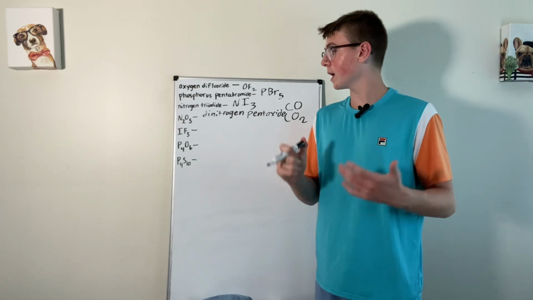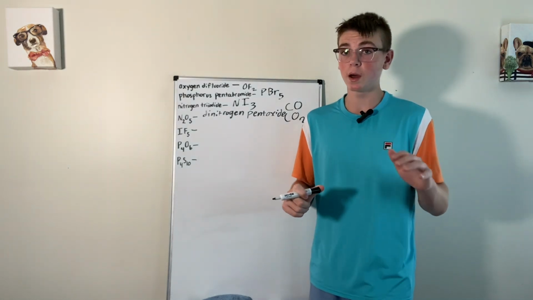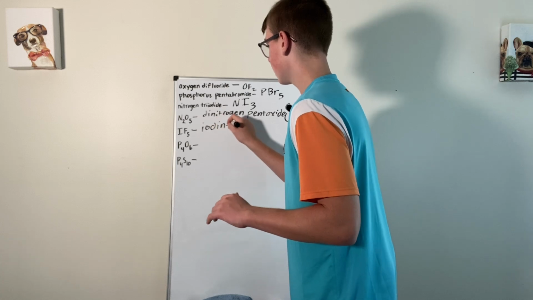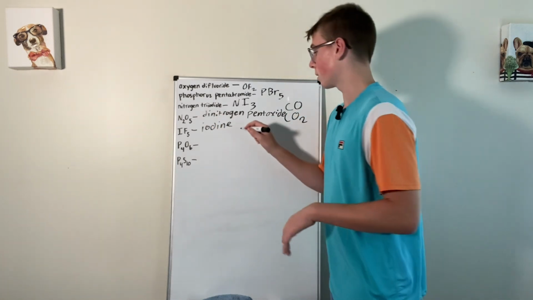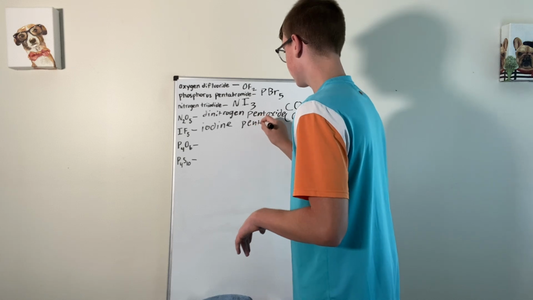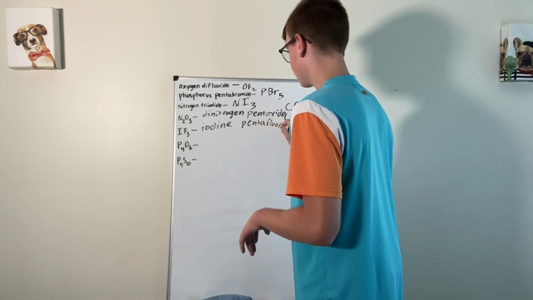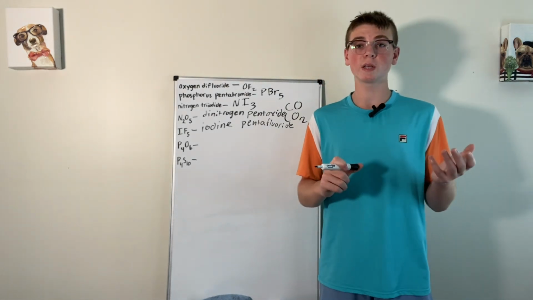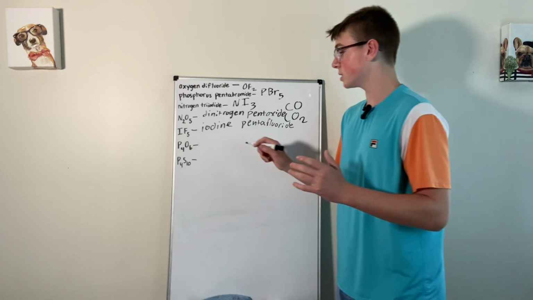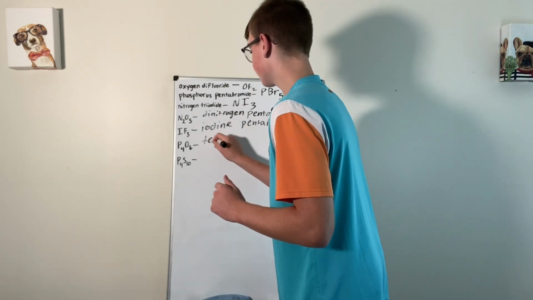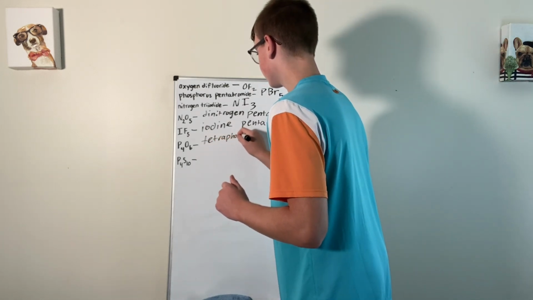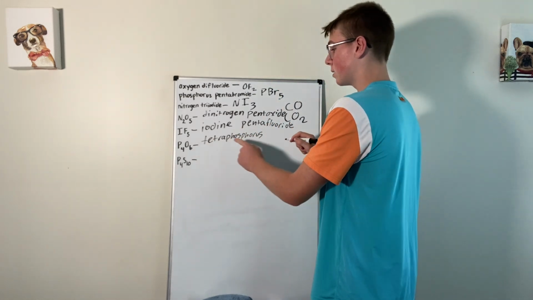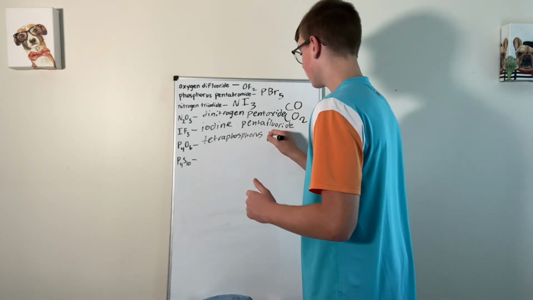Okay, and then IF5, we're not saying monoiodide. We're saying, well, this is iodine pentafluoride. Okay, and then P4O6 would be tetraphosphorus hexaoxide or hexoxide.